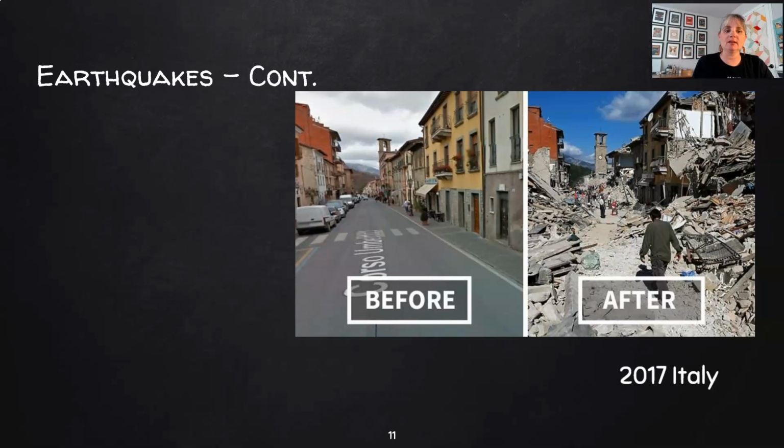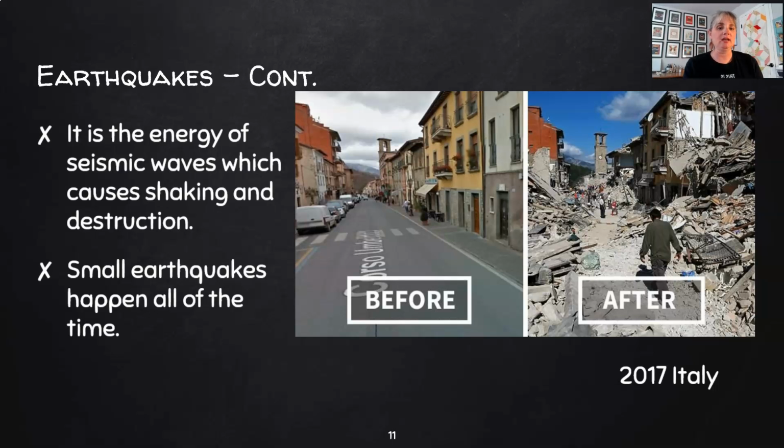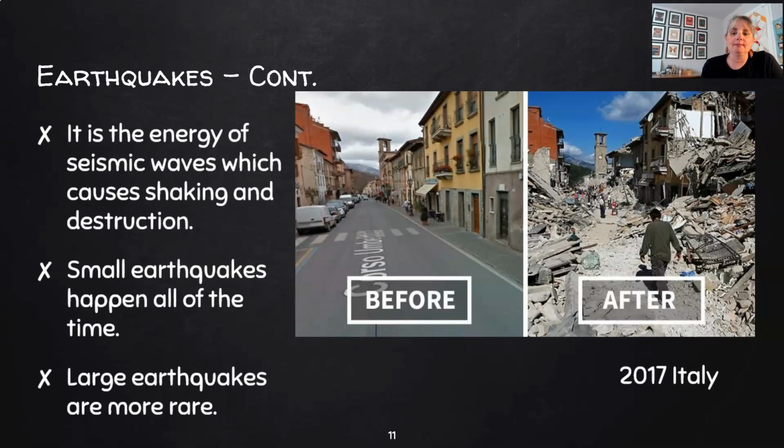All right, so here is a picture of a city in Italy that had an earthquake in 2017. It's kind of interesting to look at this picture where you can see parts of the buildings that are still there and parts of them are not there anymore. The energy of the seismic waves causes the shaking and destruction. Small earthquakes happen all the time, but large earthquakes are more rare. Small earthquakes, a lot of times we don't even feel them.